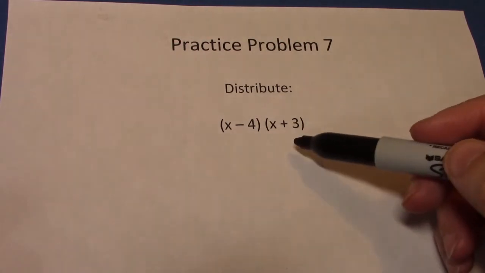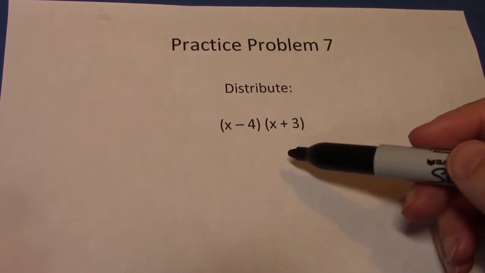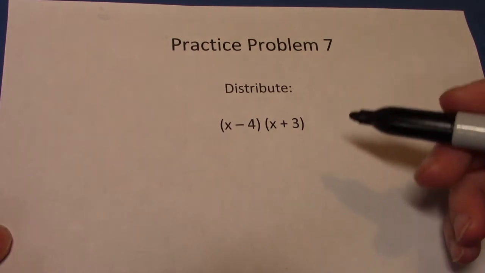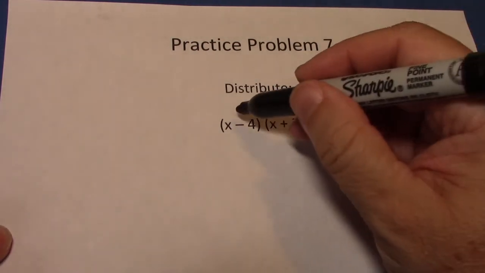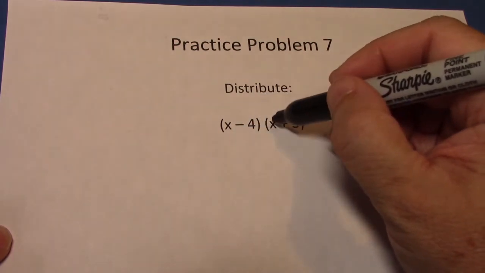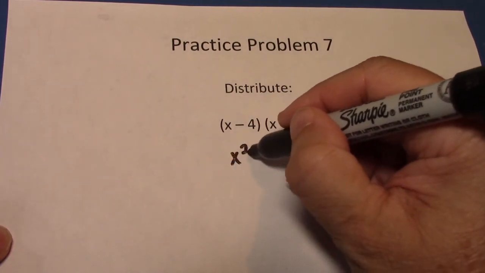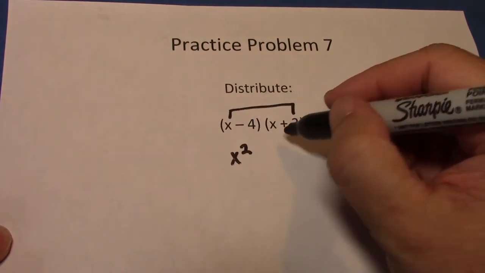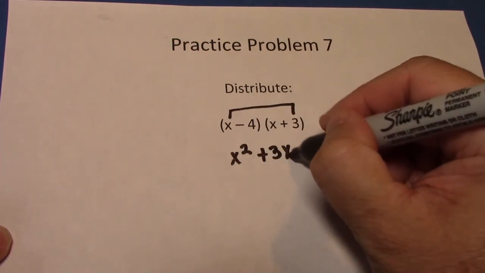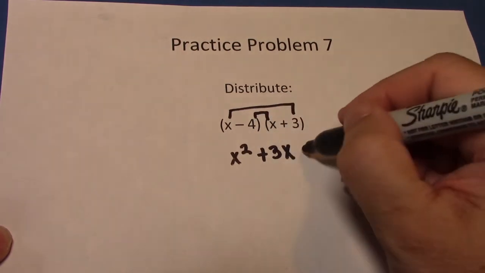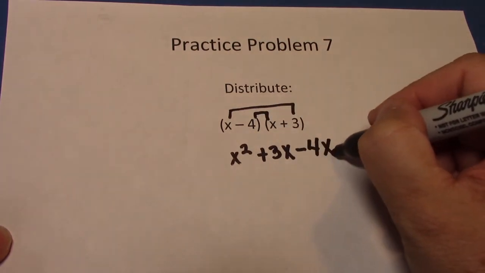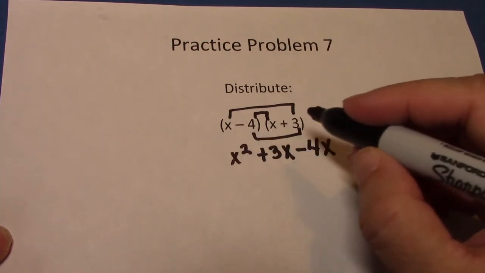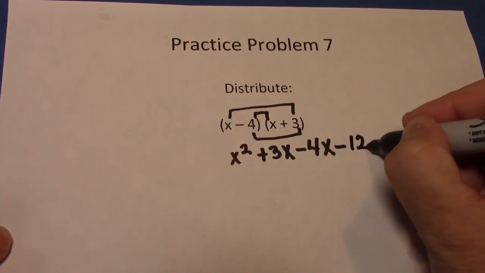We've got two binomials to multiply together, so we're going to use FOIL so that we remember to multiply all the terms by each other. Alright, first, that's x times x, which gives us an x squared. The outer is x times positive 3. The inner is negative 4 times x, and then the last, positive times a negative, is going to give me negative 12.